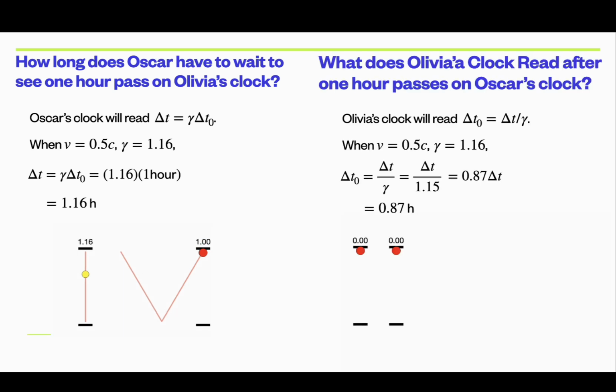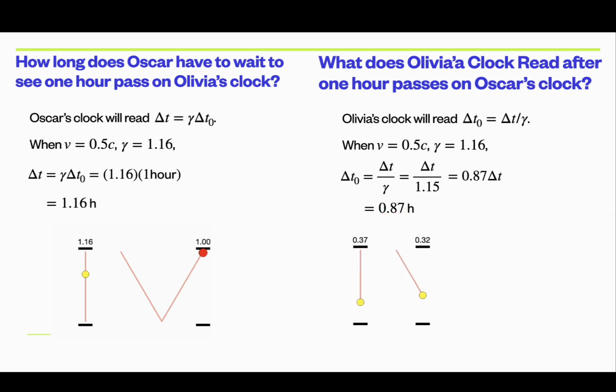Okay, now let's examine the second question we asked. What does Olivia's clock read after 1 hour passes on Oscar's clock? So again, it's the same setup. The only difference now is that we're saying that we want 1 hour to pass on Oscar's clock, which is delta t. So if we plug in 1 for delta t and solve for delta t naught, we get that delta t naught is going to be 0.87.